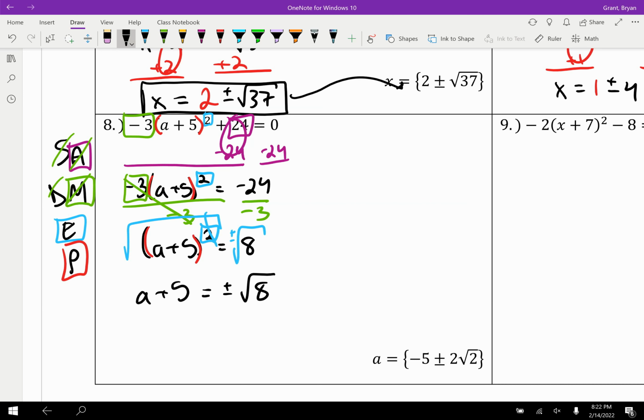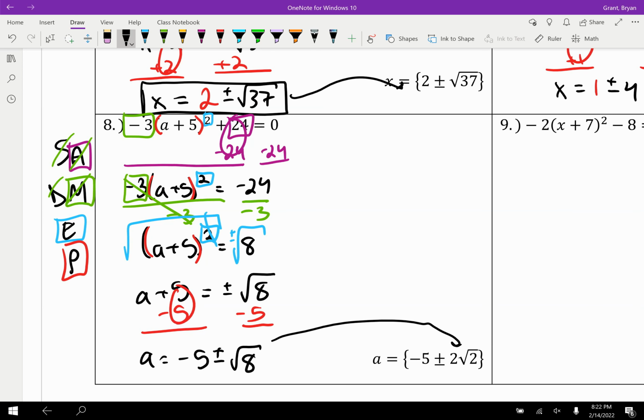And the last step, of course, is to undo that adding 5 now that the parentheses are down. Don't forget we cannot combine the 5 and the 8. They're just going to sit right next to each other. Okay, hopefully you've noticed that that square root of 8 does not match 2 square roots of 2.